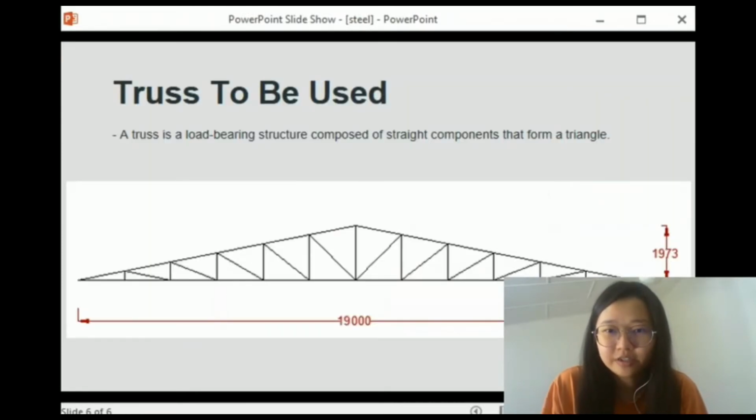Next is about the truss. A truss is a load-bearing structure composed of straight components that form triangles. The figure below shows the truss that we used in our project.